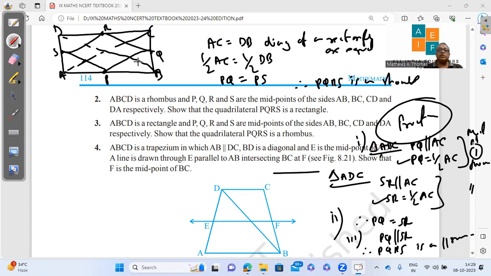Right? We have proved it's a parallelogram, so opposite sides are equal. And now we have proved that adjacent sides are equal. In a parallelogram, if adjacent sides are equal, then all sides are equal. Therefore, PQRS is a rhombus.